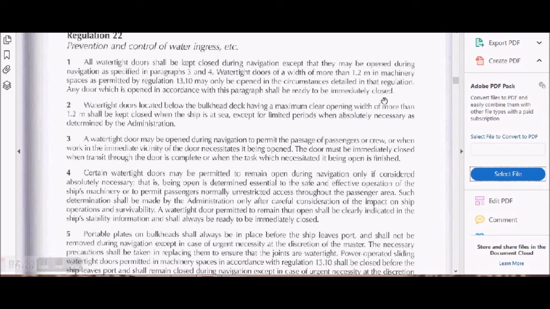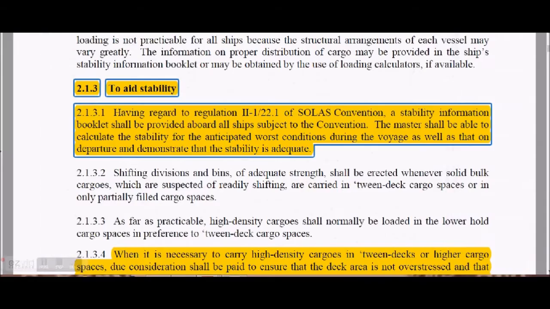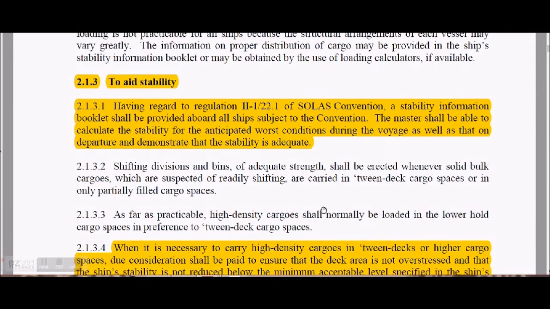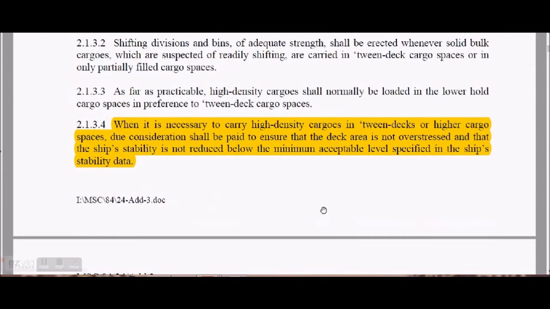When it is necessary to carry high density cargo in twin deck or the higher cargo spaces, due consideration shall be paid to ensure that the deck area is not overstressed and that the ship stability is not reduced below the minimum accepted level specified in the ship stability data. Then, bilges. So this is about loading and unloading. Bilges in the bulk carrier play an important role. So due consideration shall be paid to the bilge wells.